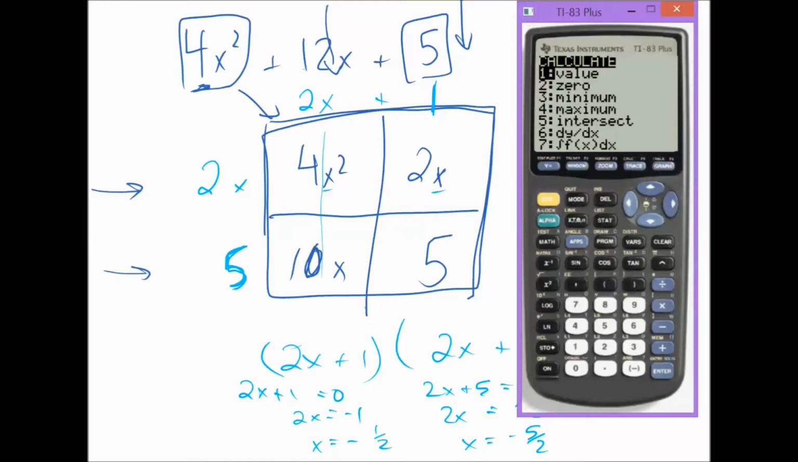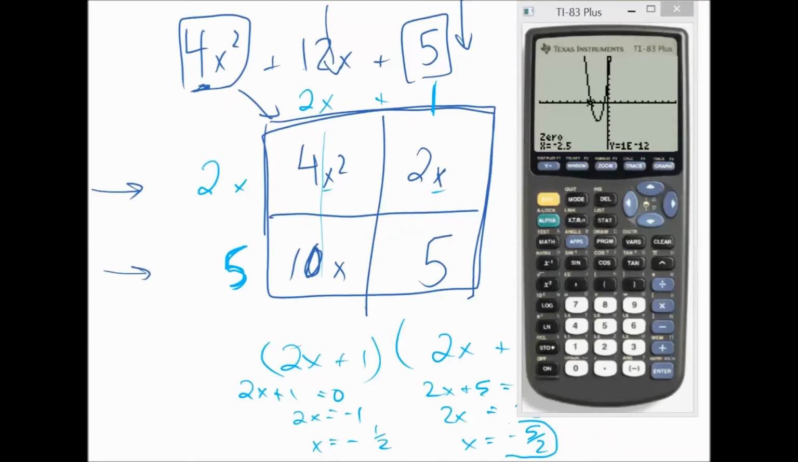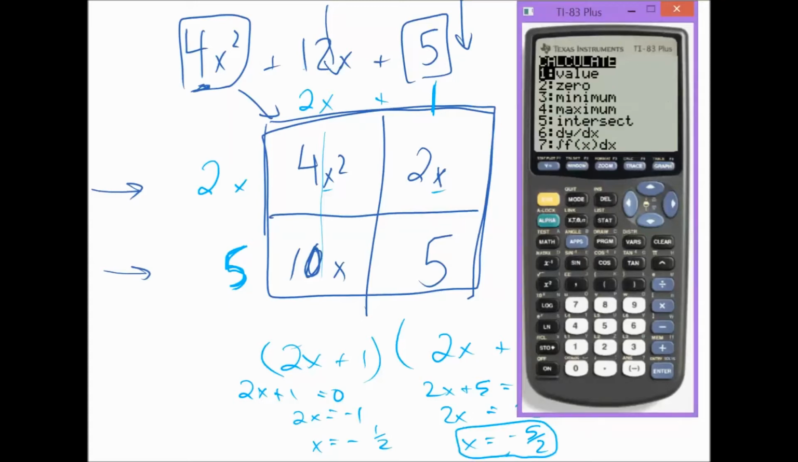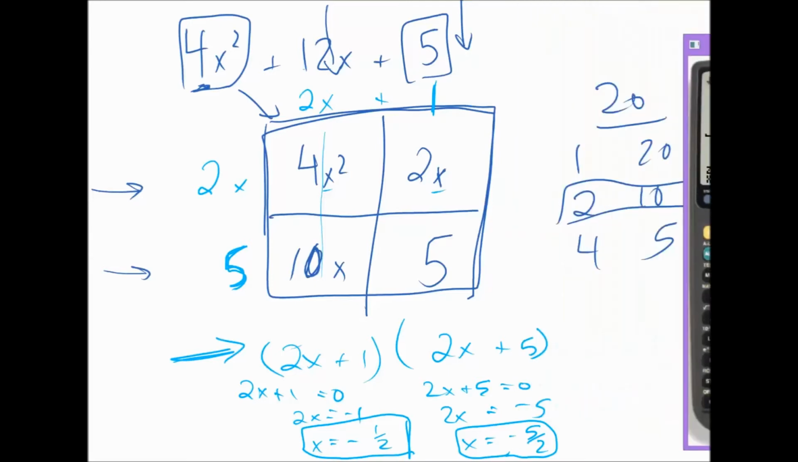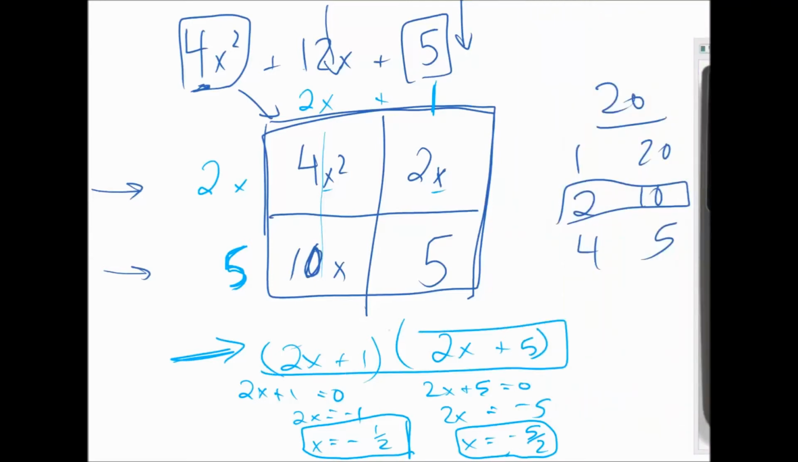So let's calculate a zero. Left bound. We have to go to the left of the x-axis. So here, go to the right of that zero. And it's going to say negative 2.5. Okay, that's this answer. Let's calculate the other zero. So left bound, we're going to go here. Right bound, we're going to go here, which is negative 0.5, which is what we thought. So we know we got the right answer. We know that we factored correctly, that this is the correct factor, and this is the correct answer.